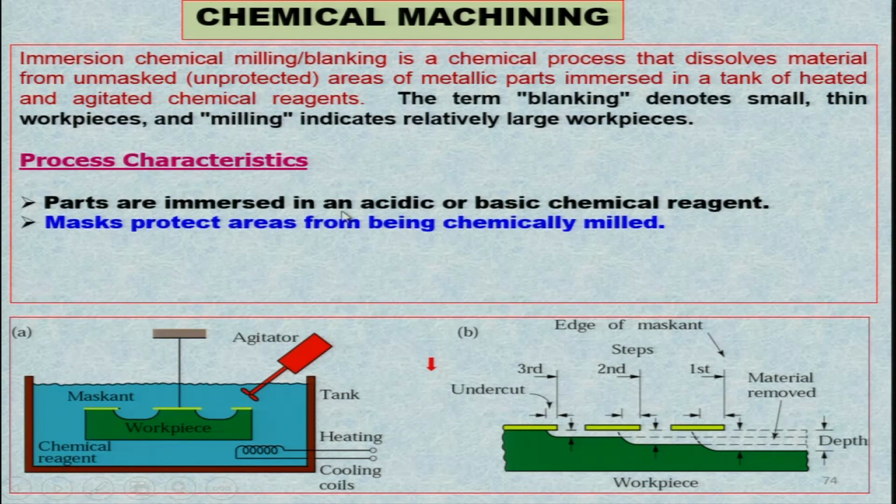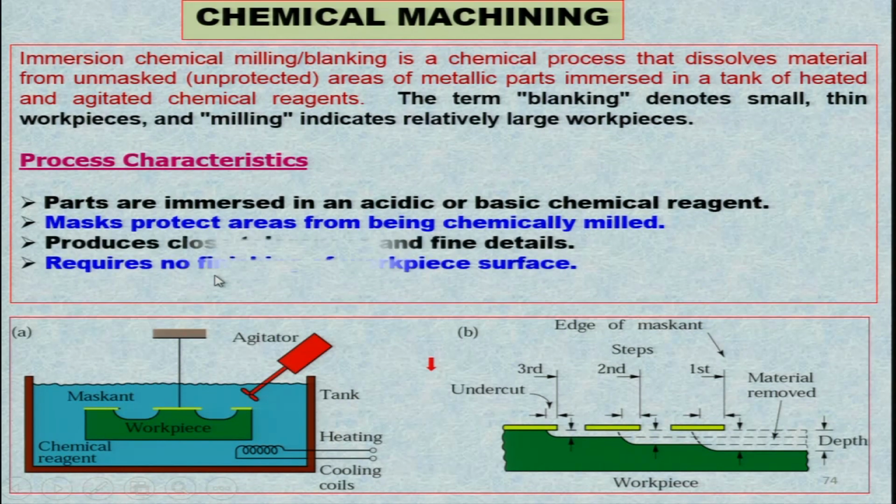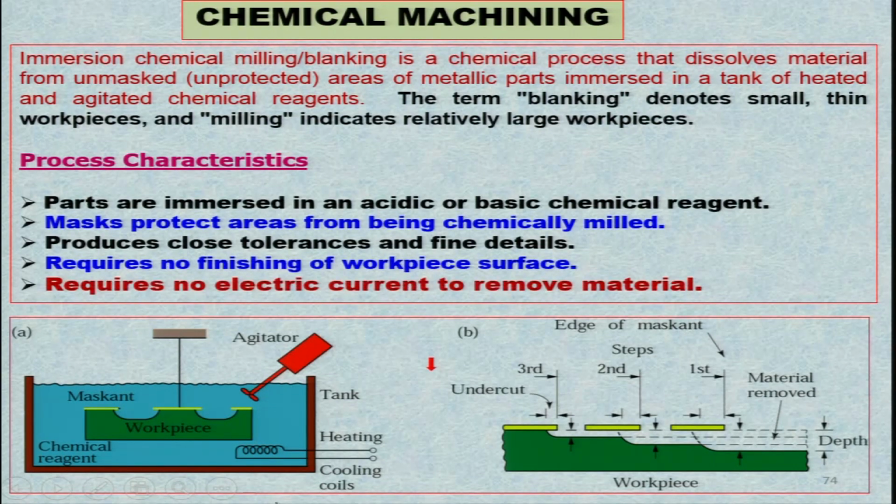Now, parts are immersed in an acidic or basic chemical agent that you can see over here. This is the reagent, it can be chemical, acidic or basic, and masks protect areas from being chemically milled. These are the masks which are protecting this particular part of the workpiece from being machined. It produces close tolerances and fine details, as you can see over here, and this can be easily used for micromachining purposes. It requires no finishing of the workpiece surface, because normally you get a good surface finish. It requires no electric current, as in the case of electrochemical micromachining.